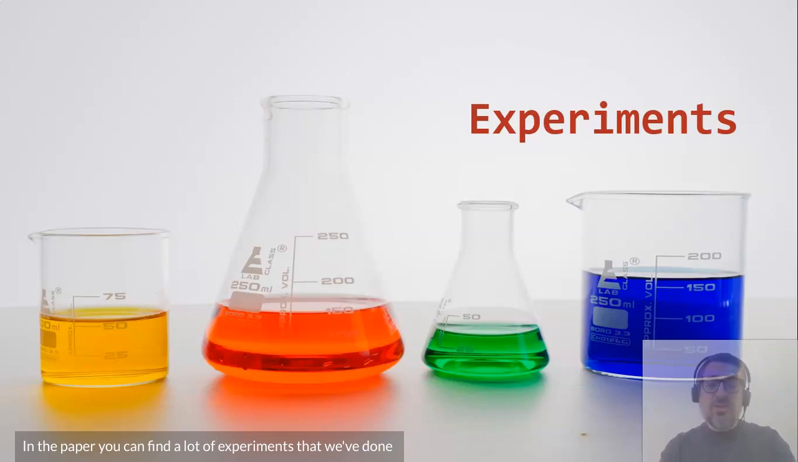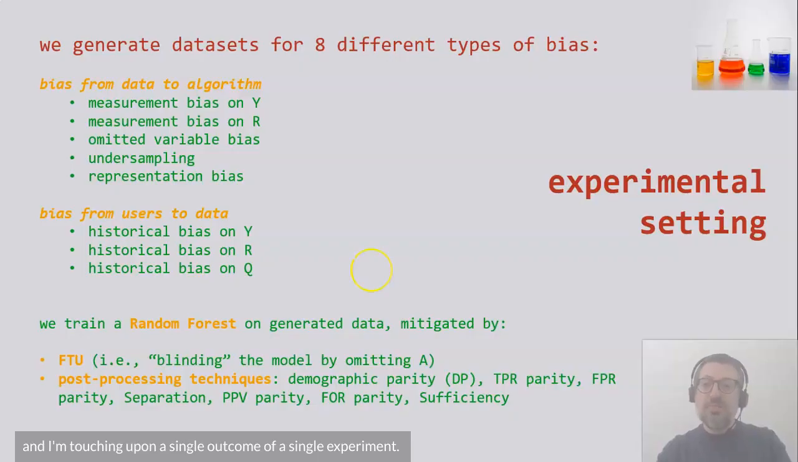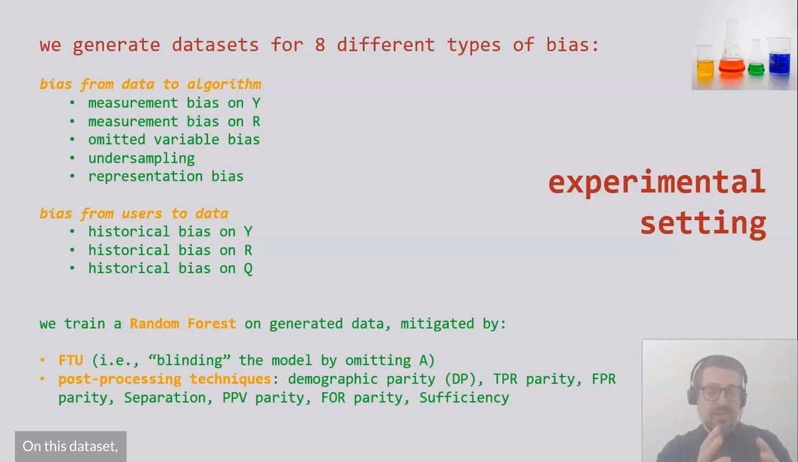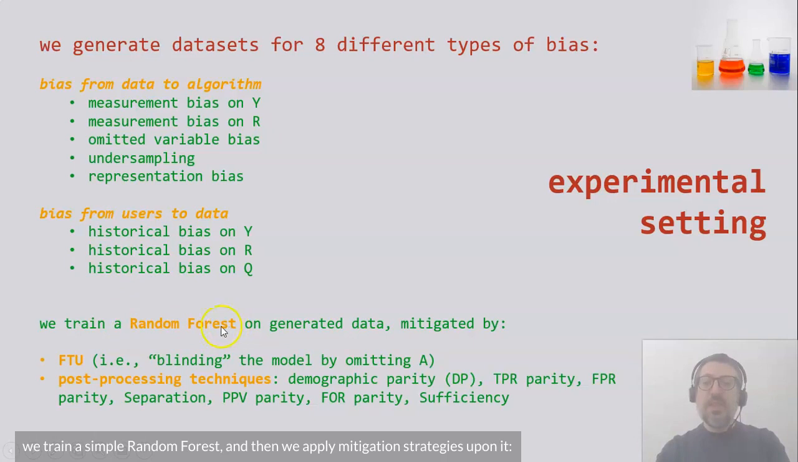In the paper, you can find a lot of experiments that we've done to analyze how the generator works. Here I'm just talking briefly about the general setting of the experiments, and I'm touching upon a single outcome of a single experiment. So we generate 8 different types of bias with several scenarios. For each scenario, we generate a single dataset, and on this dataset, we train a simple random forest. And then we apply mitigation strategies upon it.